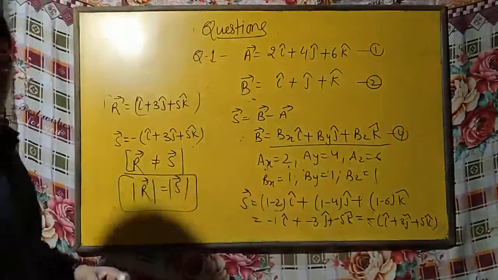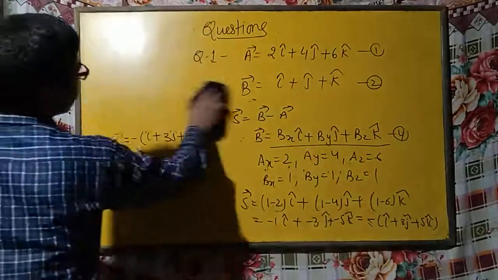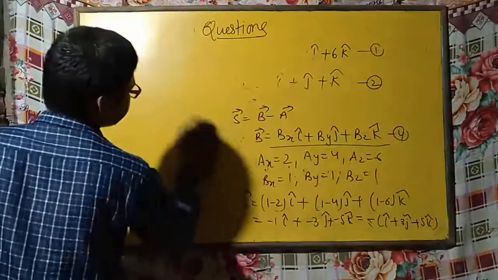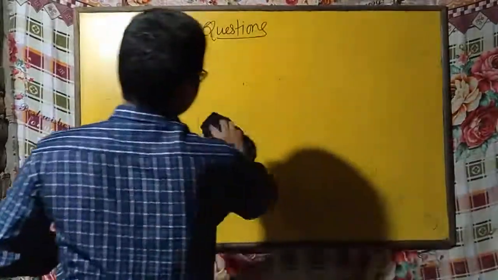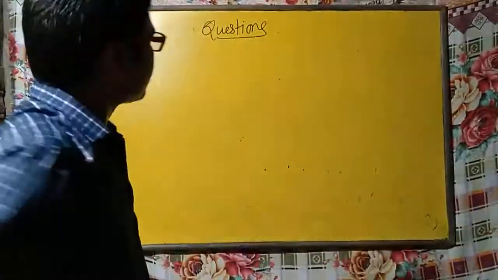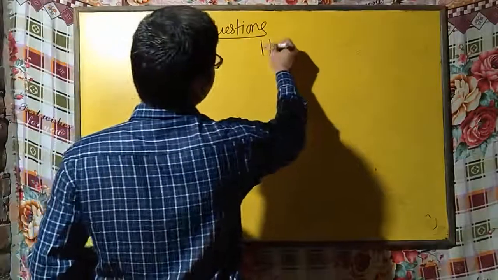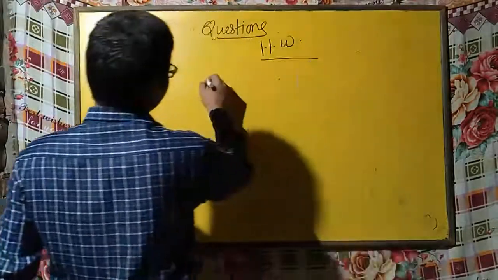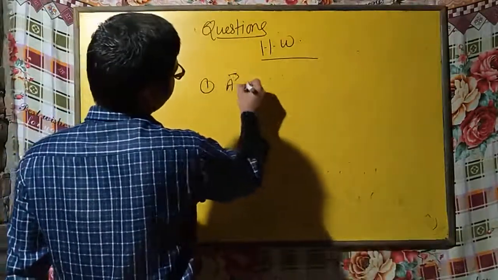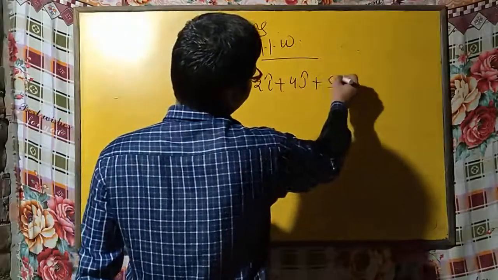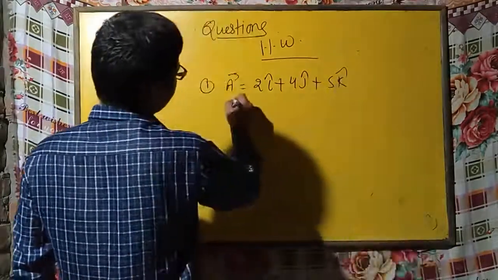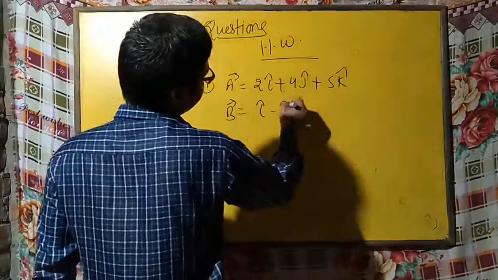Okay, so you can solve similar questions. So for this homework, the first question is a is equal to 2i plus 4j plus 5k, and b is equal to i minus j plus 4k.